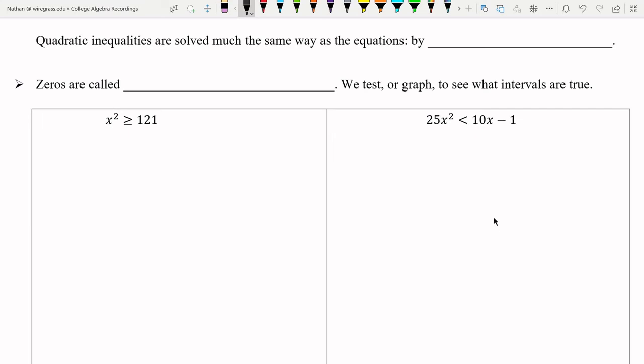Quadratic inequalities are solved much the same way as the equations, by factoring. The zeros that we find are called boundaries or boundary points. And we test between the boundary points, so not on the boundary points, between them, to see which intervals are true. In this case, this first one, we have x squared.